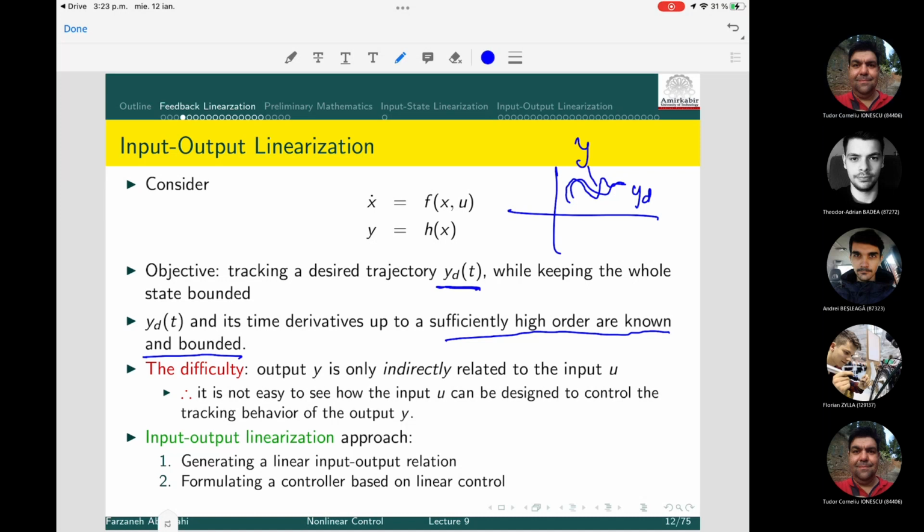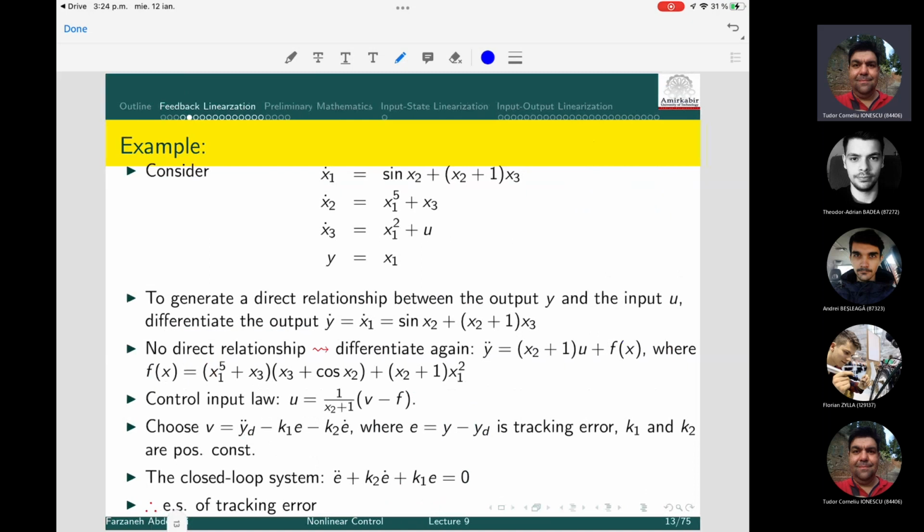So what's the approach? The approach is this so-called input-output linearization. You generate a linear input-output relation and you get a controller based on linear control techniques. This is the main idea behind everything in feedback linearization. You'd like to linearize or get a linear form of your dynamics so that you can apply linear control techniques.